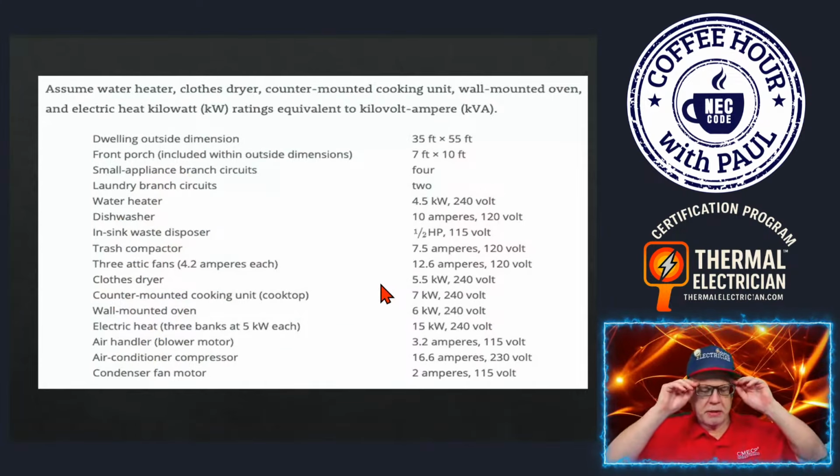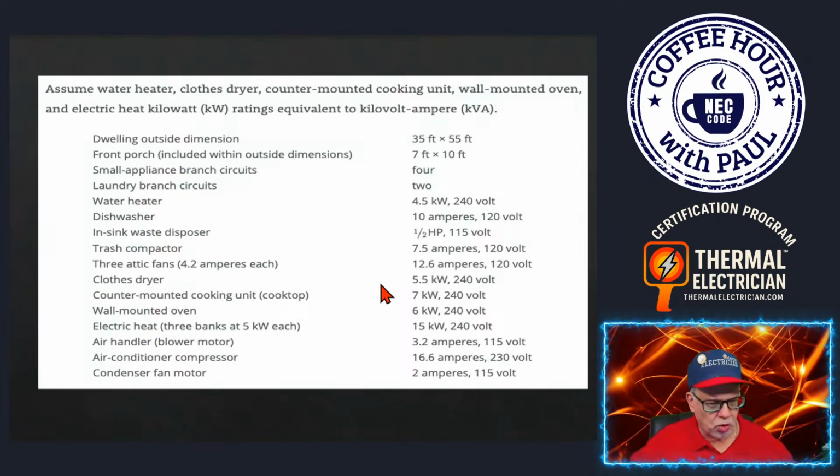All right, so let's look at what our dwelling is. We've done our little homework, right? It's a dwelling unit, and the outside dimensions are 35 by 55. That's what we need. We have a porch on the front, and that's included in this 35 by 55, by the way. So they just gave me the full footprint.